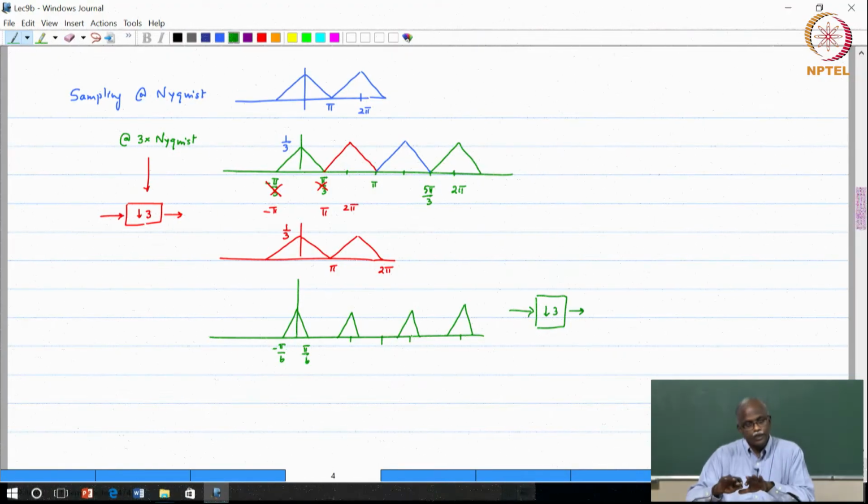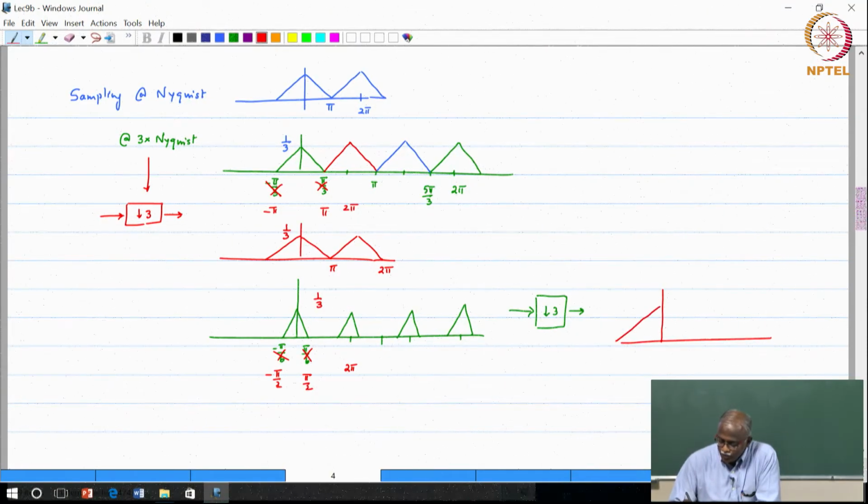And then you would do a scaling of 1 over 3, and then you would do a rescaling of the frequencies. So, multiplied by 3, this will become minus pi by 2, this will become pi by 2, and this will become 2 pi. So, the spectrum of this signal after the downsampling process looks like this.